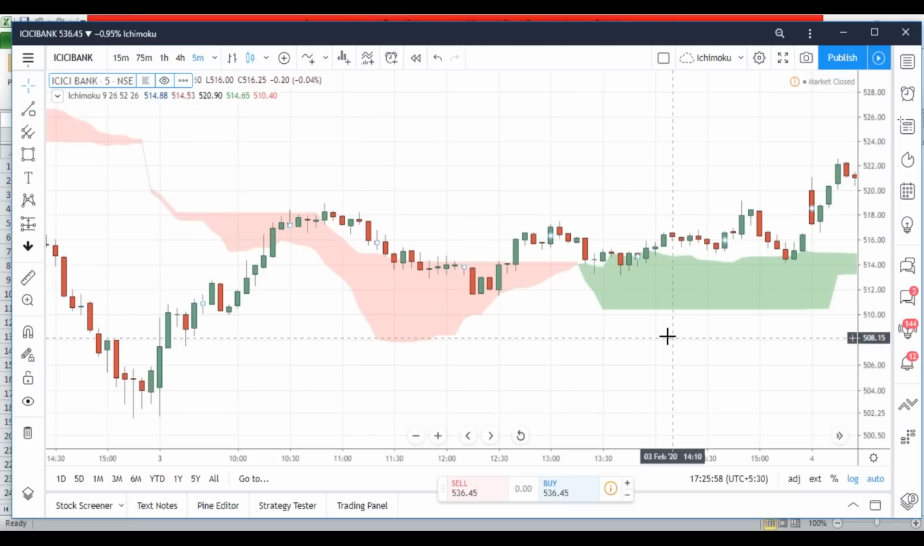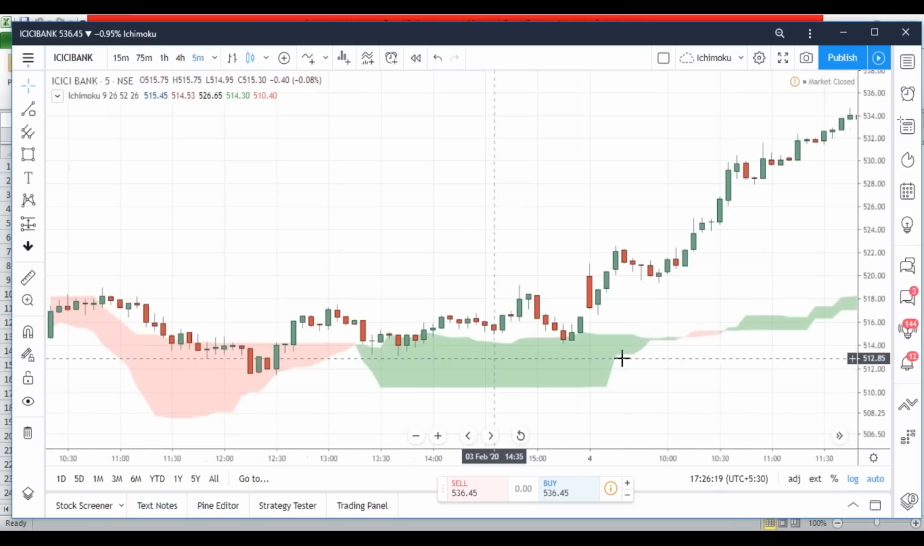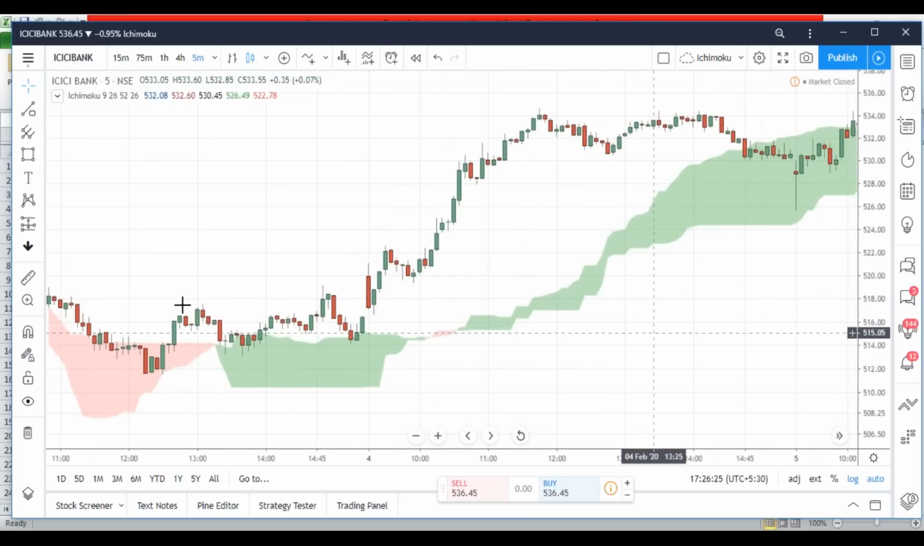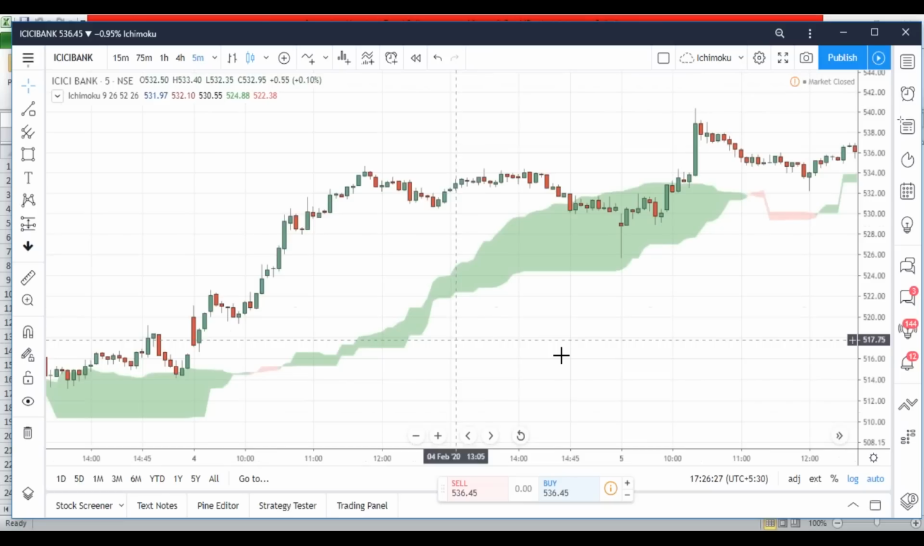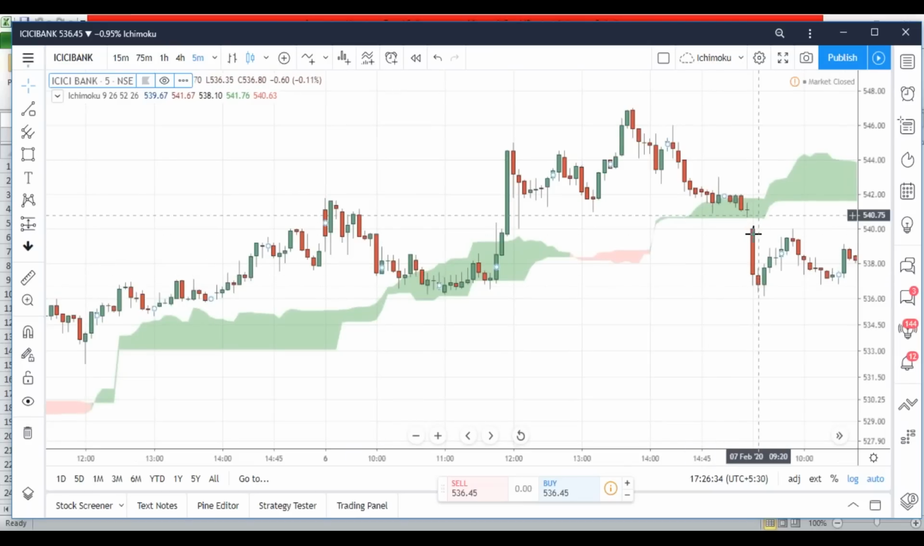So here the long was around 517 and my stop loss was around 511. I will hold as long as price does not close below the cloud. Here price never closed below the cloud, so I will keep on holding, and there is no target here. So I am long from the 511 level. Here price closes below the cloud, so here I will get out. So long at 511 and we are out at 537.